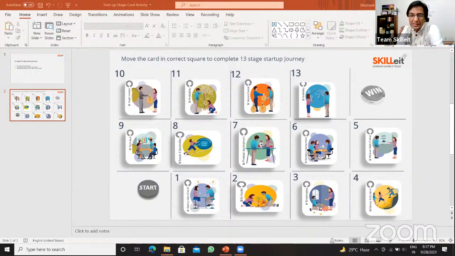Any questions on this? I'm open to take them. Otherwise, we will start the game part. So maybe you can stop sharing and we can.